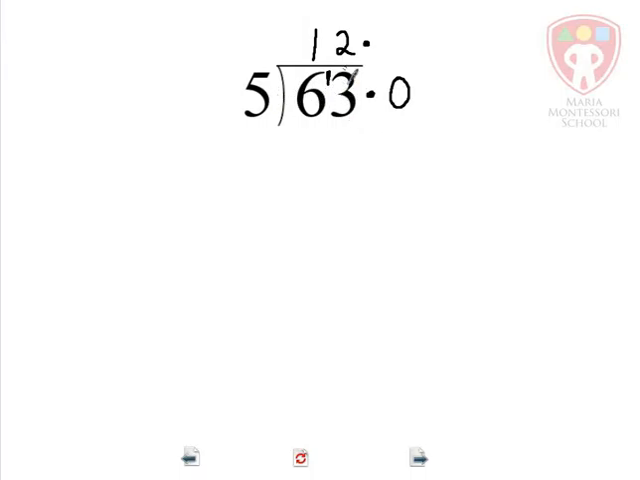How many 5s in 13? The answer was 2, and the remainder is 3. So we're going to write it here in front of that 0. Let's just extend this line here so that we have an answer line. And so now how many 5s in 30? And that gives us 6. So the answer is 12.6.